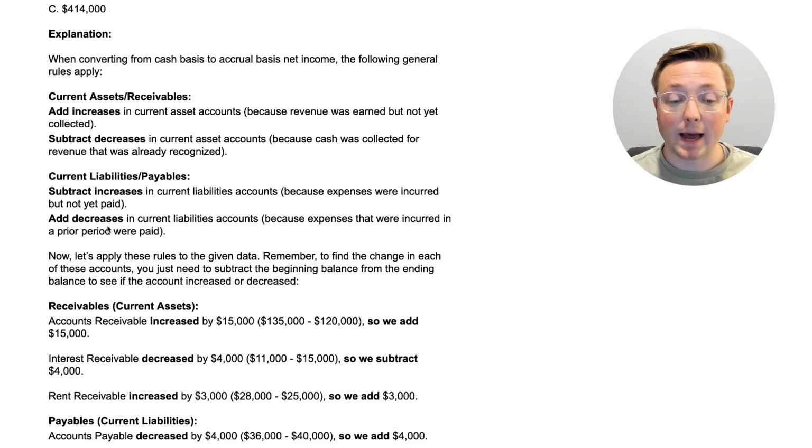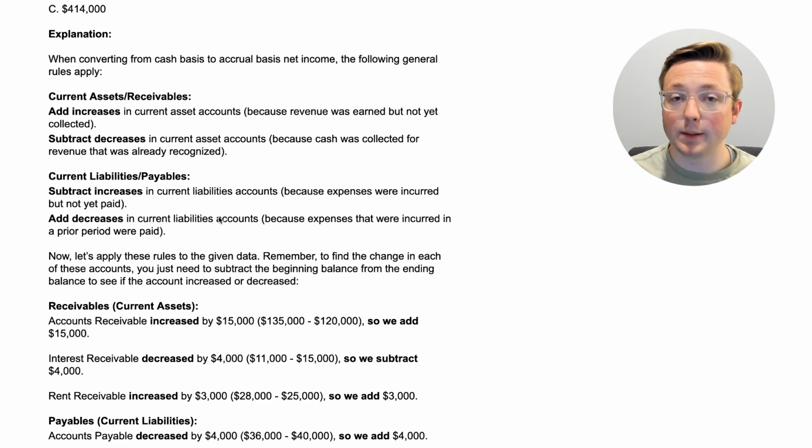And then you add decreases in current liabilities because expenses that were incurred in a prior period have already been recognized. You don't need to double count them, so you add them back because cash is recognizing something that was already recognized under accrual accounting. Now, some of you may have noticed that this is all pretty much exactly the opposite of when you are doing the indirect method for operating activities for the statement of cash flows.